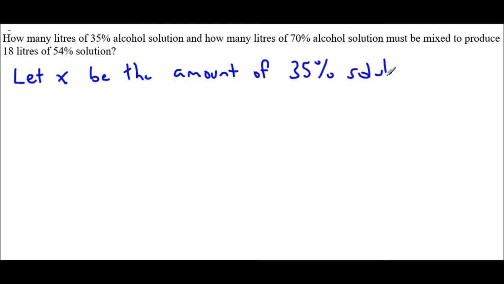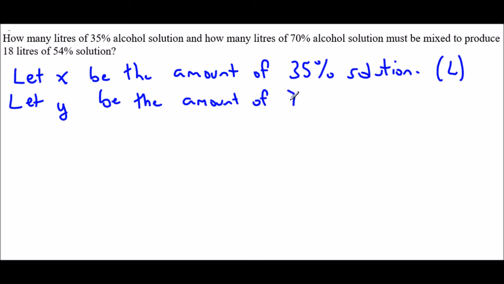I'm going to first define my variables. I'm going to let x be the amount of 35% solution, and I'm measuring in liters. And then I'm going to let y be the amount of 70% solution, and we're measuring in liters.